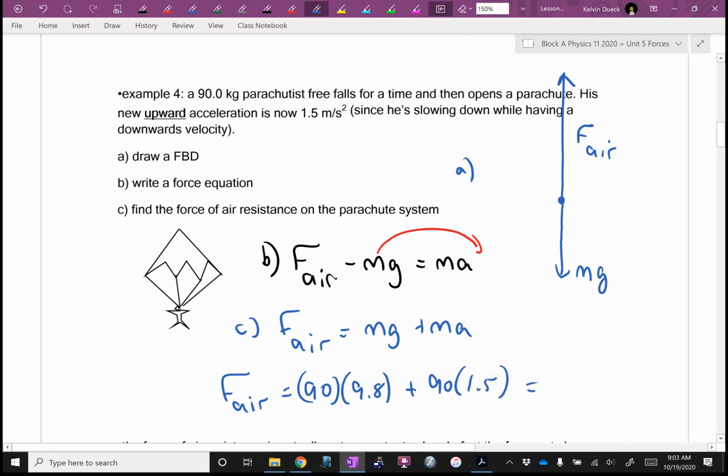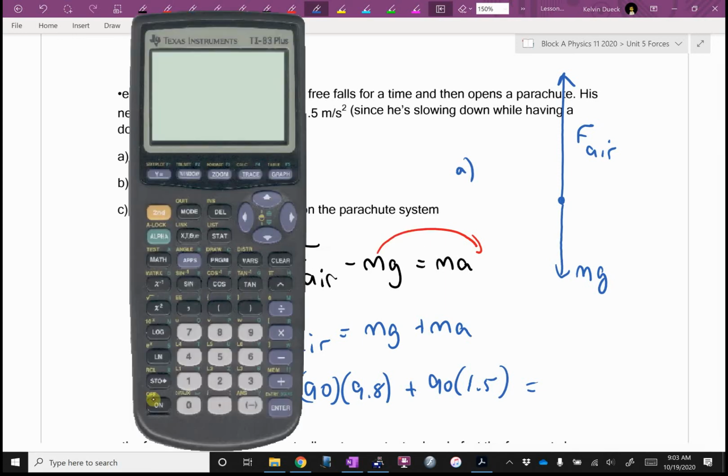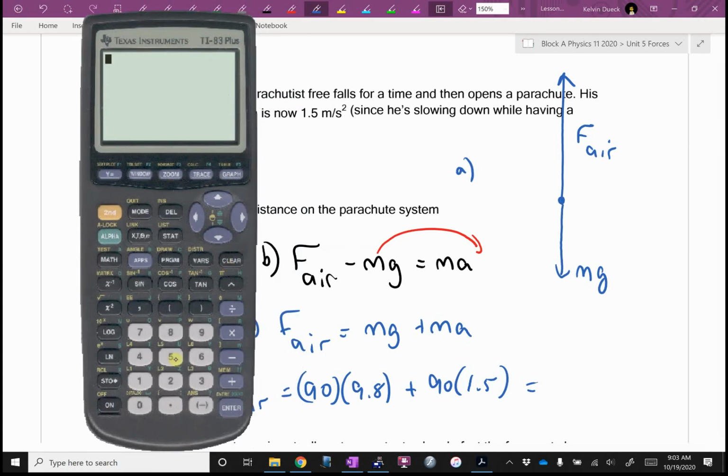So this is going to be 90 times 9.8 plus 90 times 1.5. Can I do that in my head? Maybe. It's going to be 90 times 11.3, so it's going to be 990 plus 270. Is it 1,160? Am I wrong? I forgot to carry a 1 somewhere. What did I do wrong, Mr. Duick? I hate having to fire up my calculator. 1,017. I was off by a decimal. Way off. Wow.